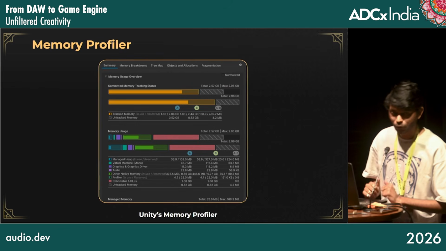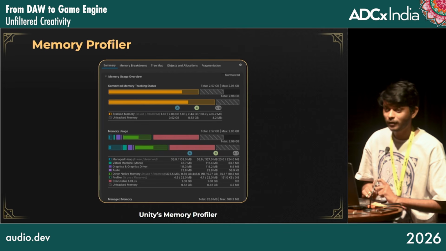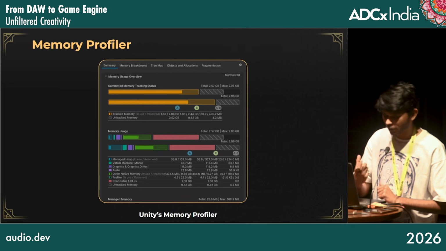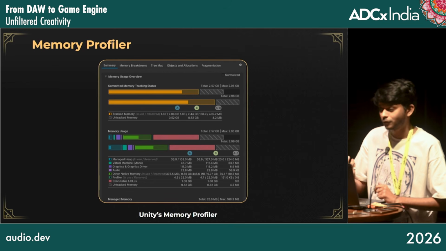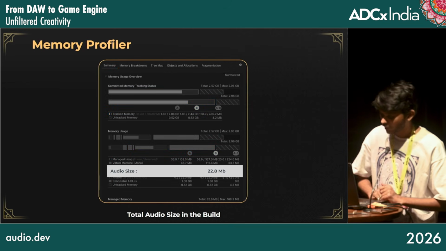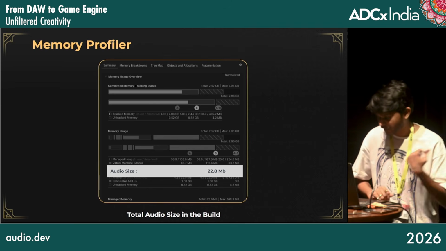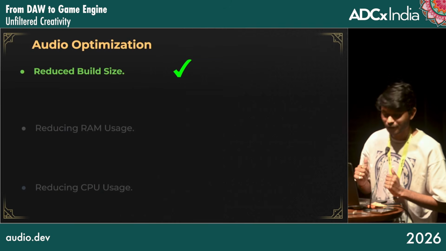And this is a very helpful tool, and my favorite tool by the way. It's a memory profiler where you can individually check the size of audio in a game, or maybe size of images, or maybe size of scripts. I'm showing you Unity's memory profiler. It will show you something like this, total size of audio. With this, we have reduced build size.